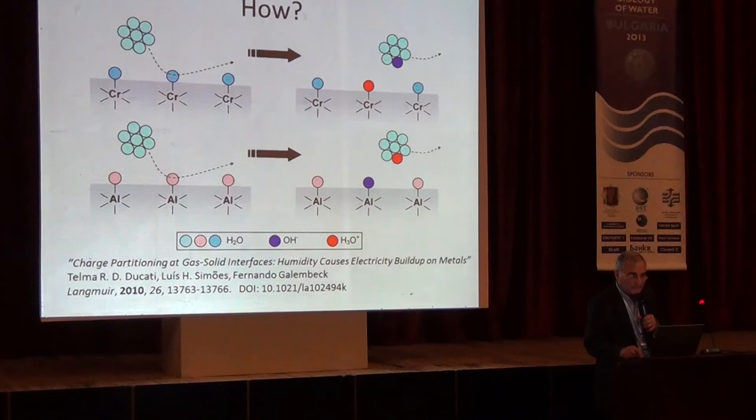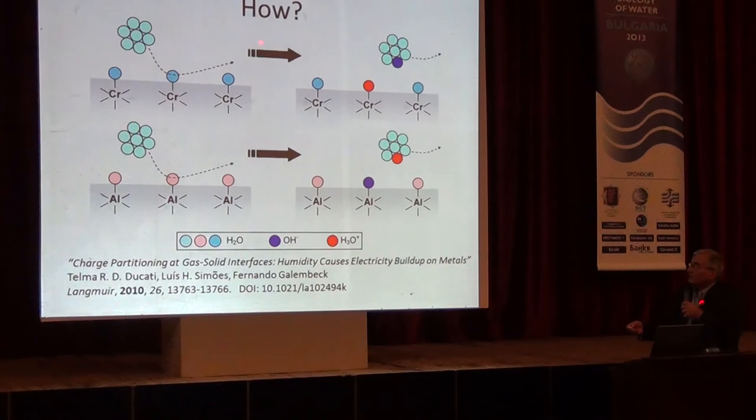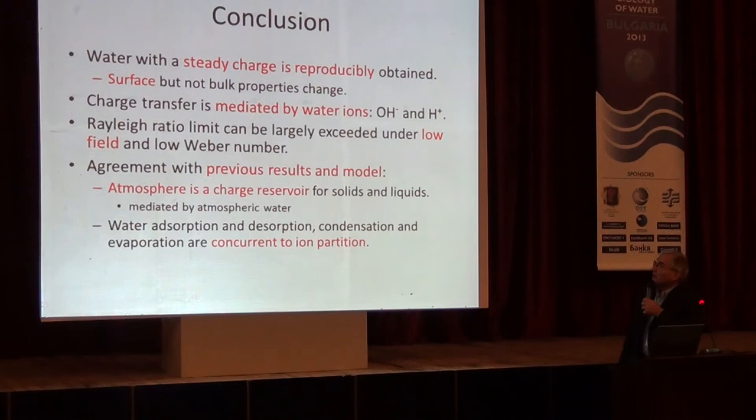So how does it happen? I detail the idea here. We have a cluster of water molecules that impinges on a basic surface, which picks up a proton, releases a negative water ion, and becomes positive, and vice versa for the aluminum surface. It's very important to recall that almost all these metals are always coated by oxide. So as a conclusion, water with a steady charge is reproducibly obtained. It's a surface effect, and at least in these experiments, we don't have any evidence for bulk property change. Charge transfer is mediated by water ions, which are minus H plus.